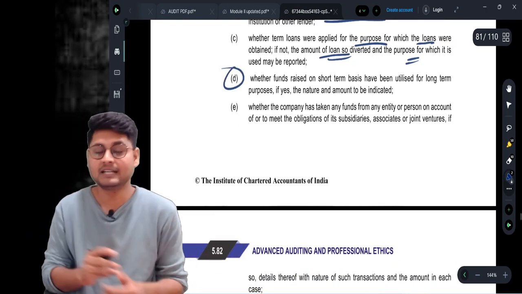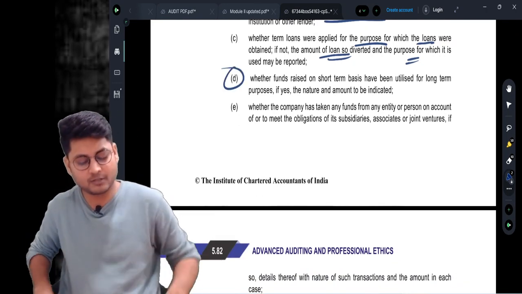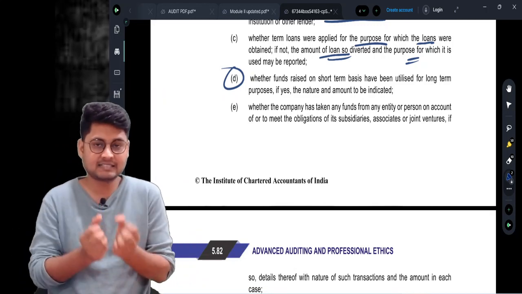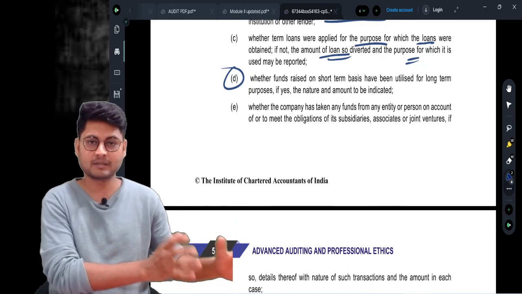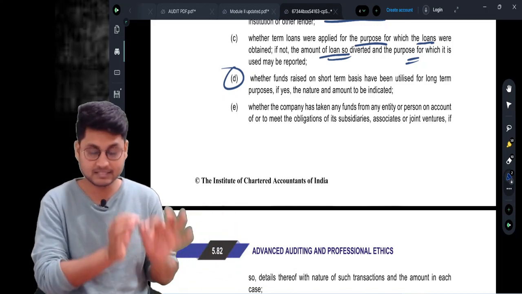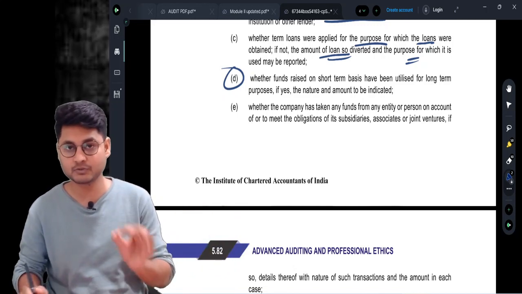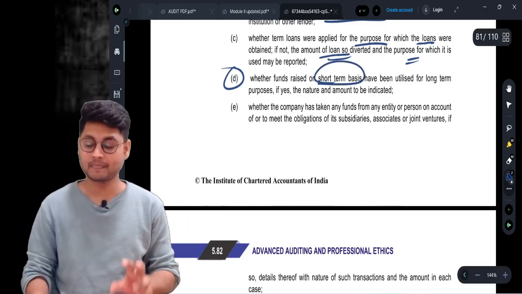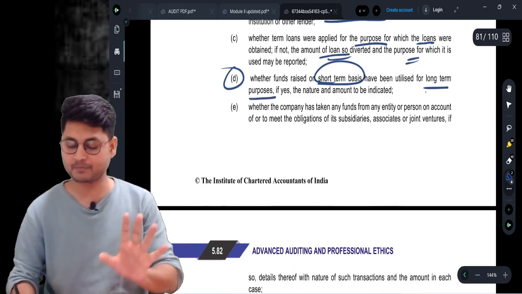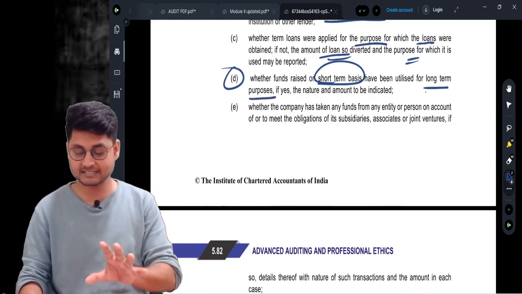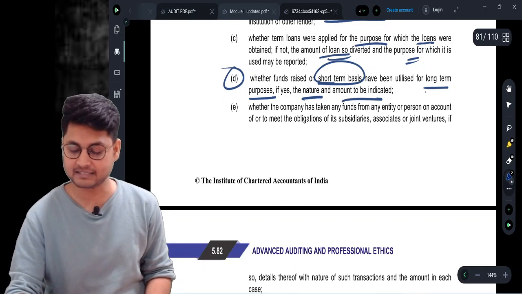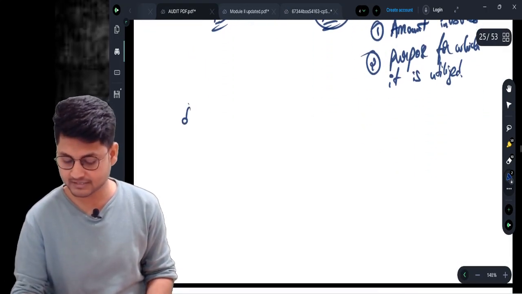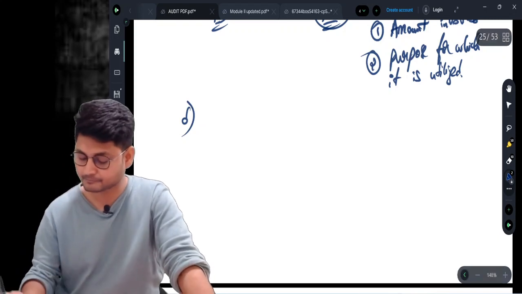Come to clause number D. Loans may be of two types: short term funds and long term funds. When short term funds are taken, they shall be used for short term purposes only. Now in this clause, you are asked to report whether the funds raised on a short term basis have been utilized for long term purposes. If it is yes, the nature and amount are to be indicated. Let me write here. This is clause number D. What is clause number D?